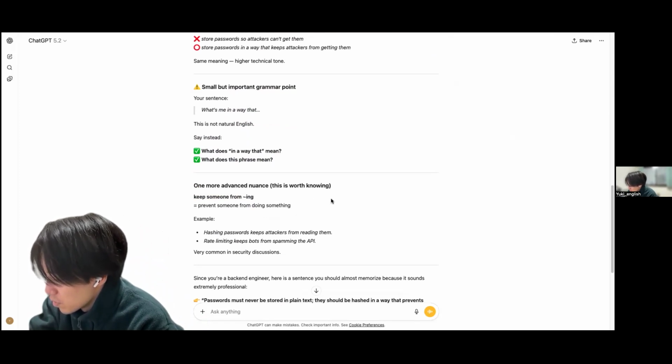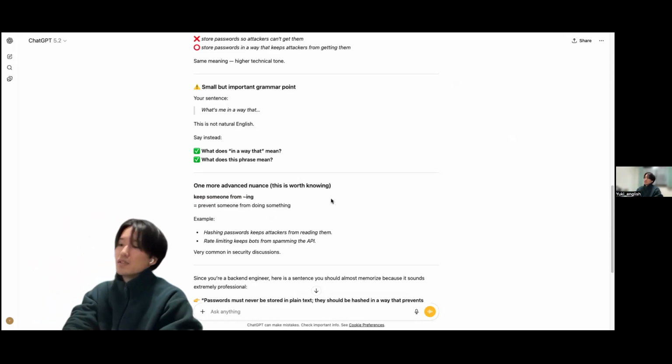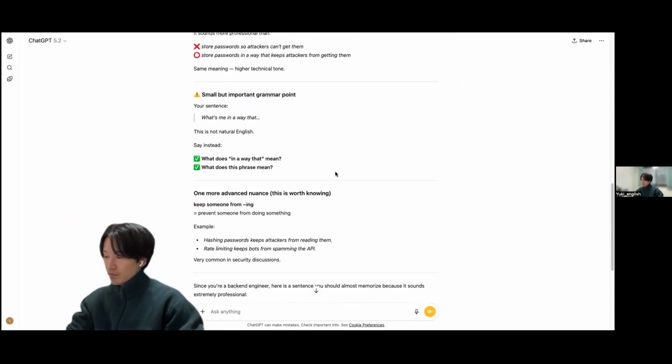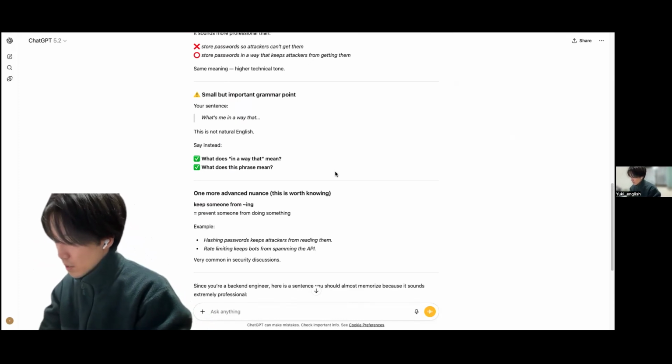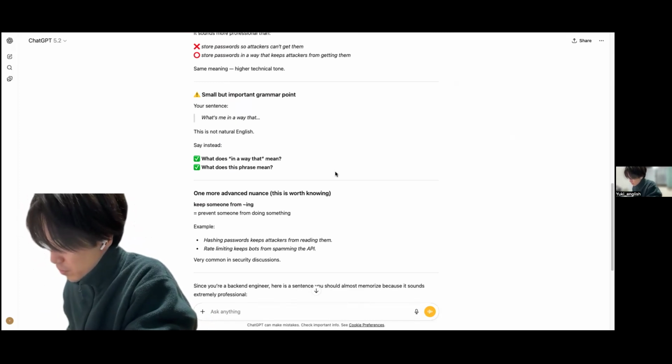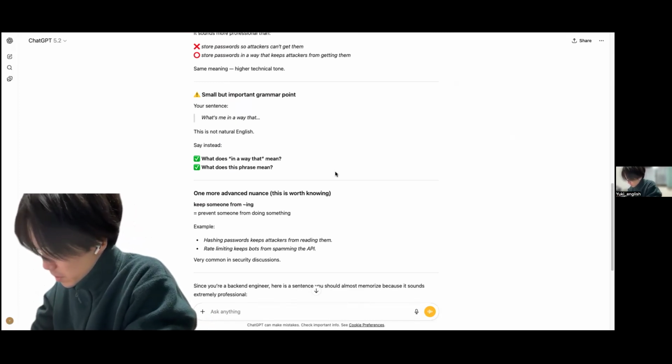Keep someone from something. Keep someone from something. Hashing passwords keeps attackers from reading them. Rate limiting keeps bots from spamming the API. In a way that validates against something. In a way that keeps someone from something.